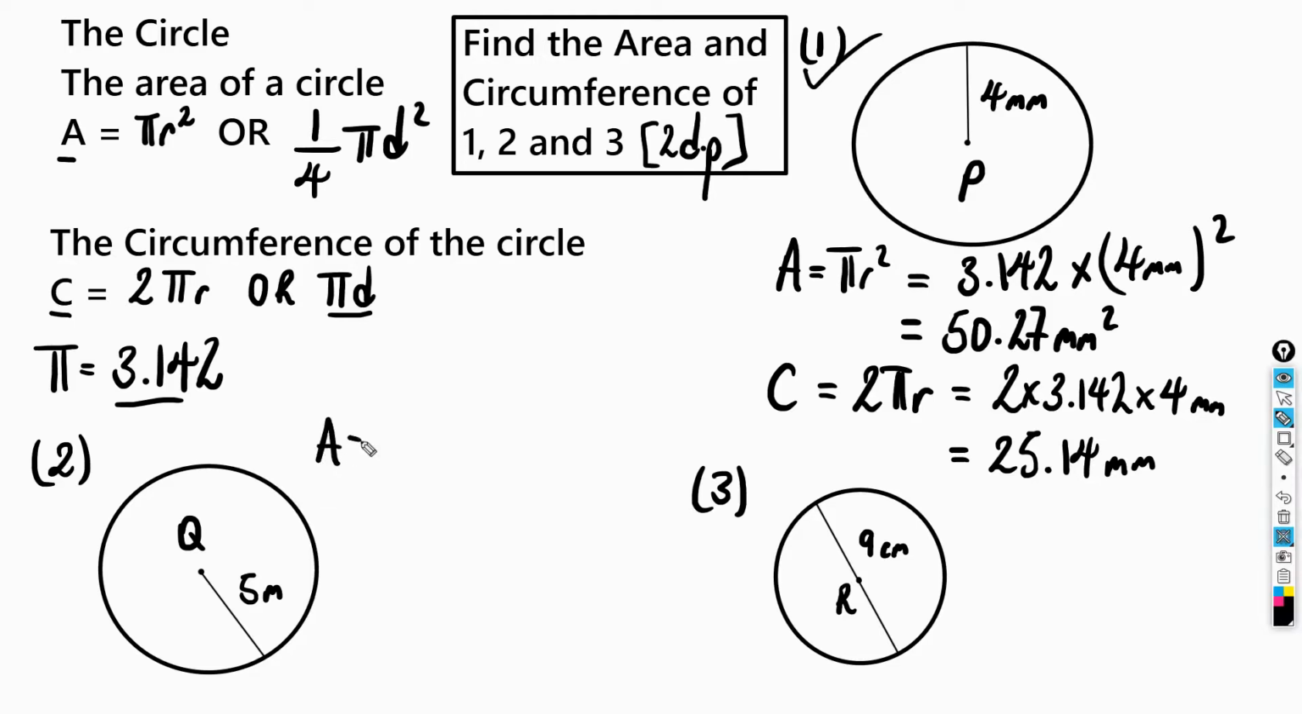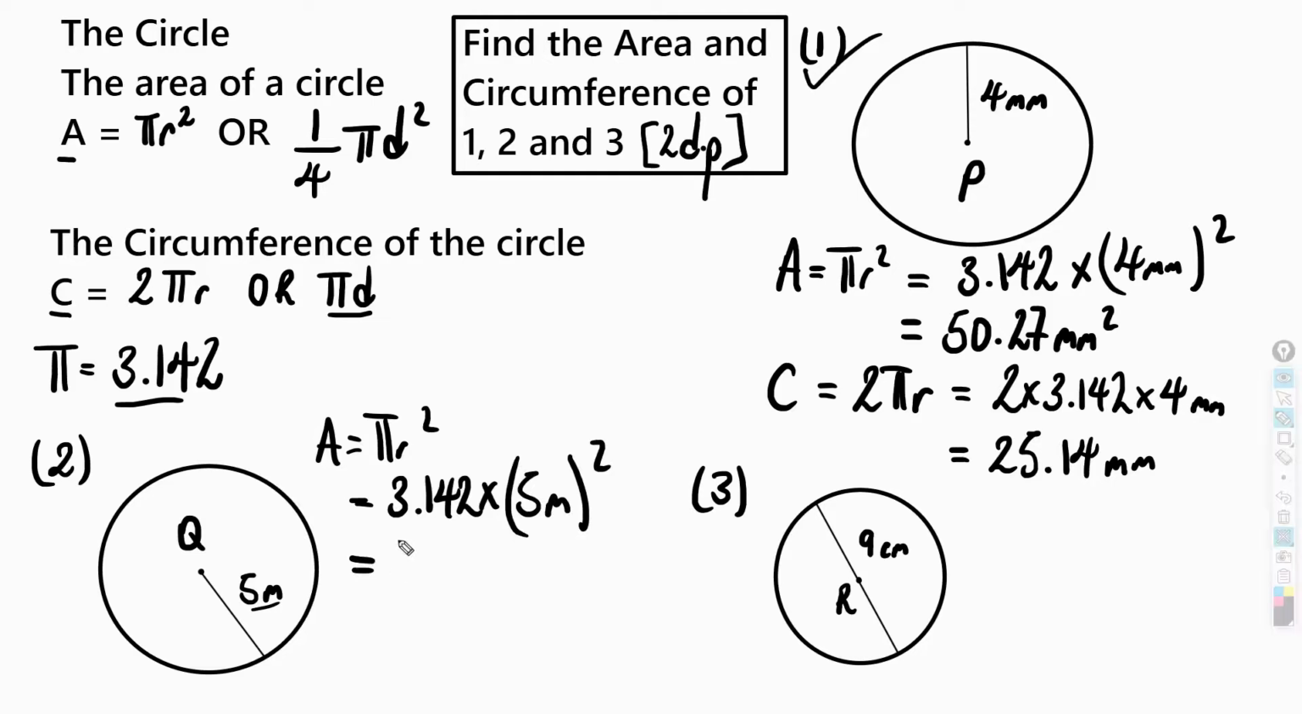All right, so let's find the area for number 2. We're going to do the same thing. The area is equal to pi r squared. In this case, r, the radius, is equal to 5 meters. So we're going to get 3.142 multiplied by 5 meters squared, right? We're going to put that in our calculators, and we should get 78.55. I'm going to leave the answer in 2 decimal places, and this should be meters squared. Notice the area is meters squared, or millimeters squared in the last example.